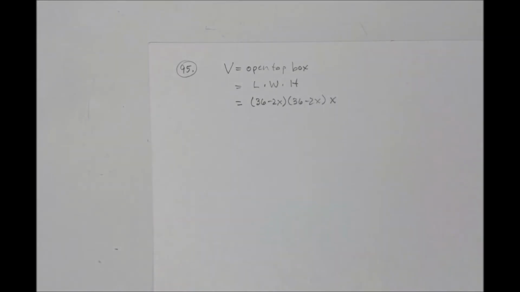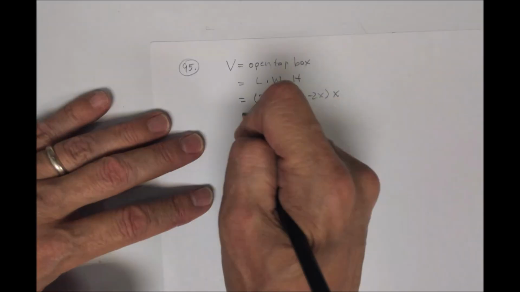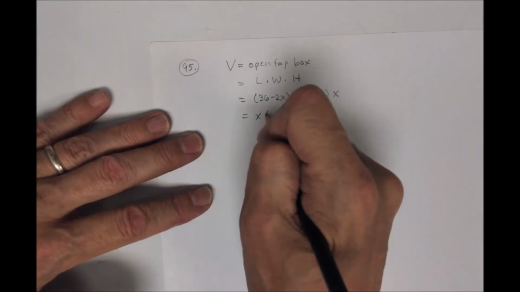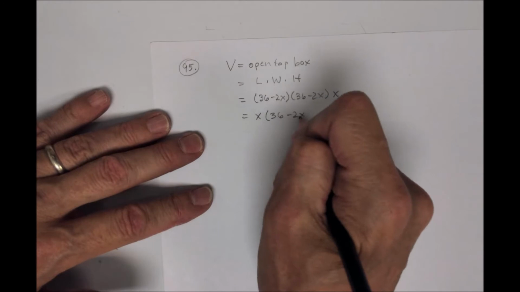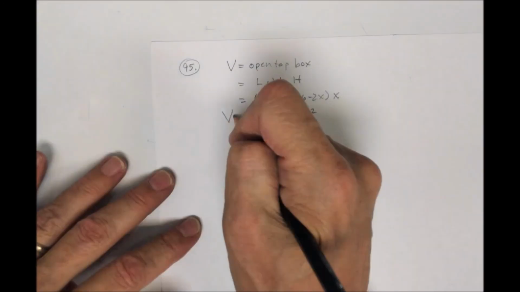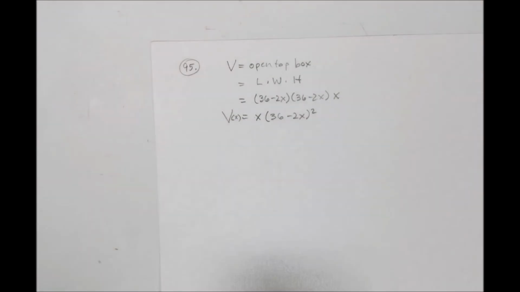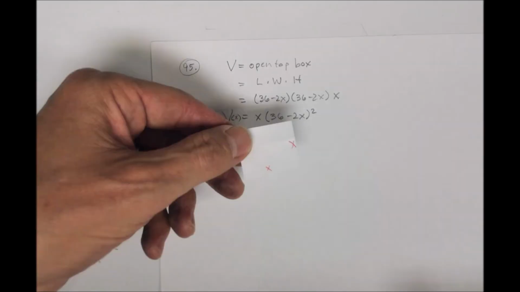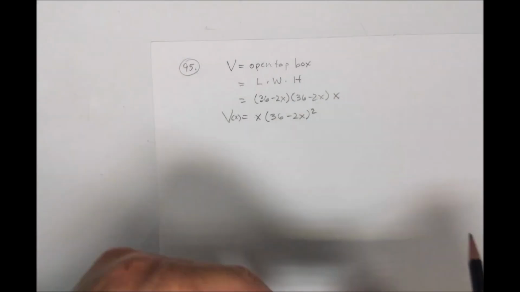Actually, they give you this in part C. They just put the x in front, and they write this with an exponent, 36 minus 2x quantity squared. There's your volume. They call it V of x, because everything's in terms of x. X is the corner piece that was cut out, and it was a square, so each side is x there.